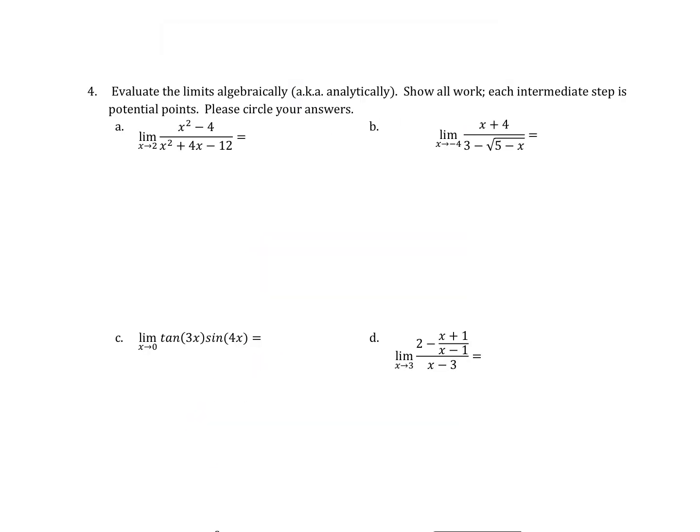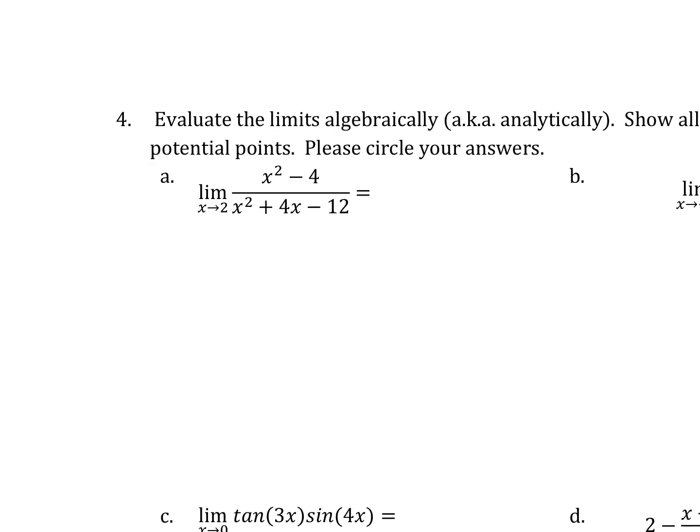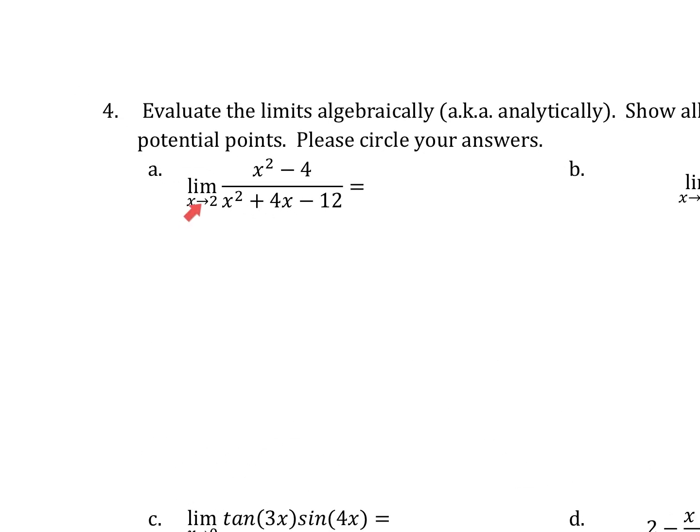On to the next page, let's evaluate some limits analytically here. So we have an expression here. Now first we should probably plug in 2 to see if it causes a problem, and we care mostly about the denominator. When we plug in 2, we get 4 plus 4 times 2 is 8 minus 12, and that is 0, right? So when you plug in 2, it doesn't work. Now most of the time that's the case. We're not going to waste our time too much on problems where you just plug it in, but it's worth a check.